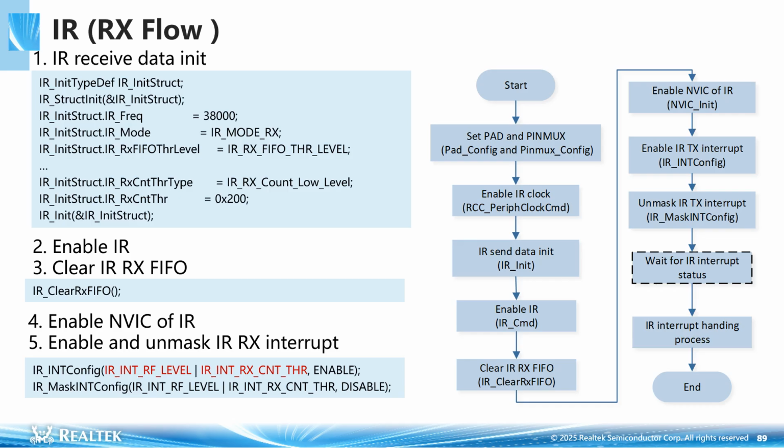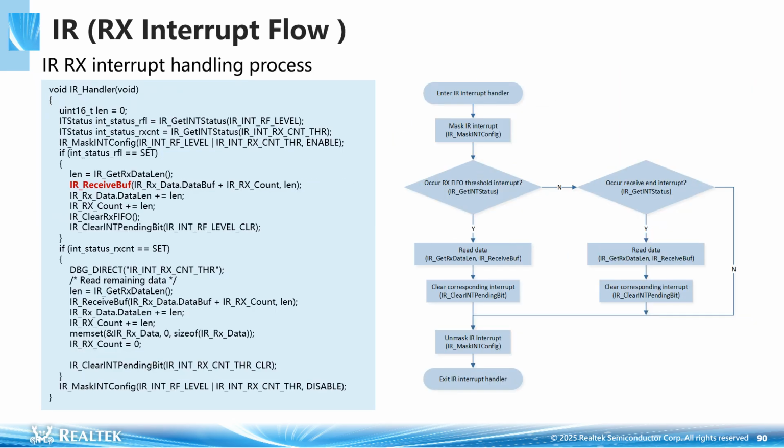The IR receive initialization process is shown in the figure, with the following steps. Step 1. Configure the sampling frequency. Step 2. Set IR to receive mode. Step 3. Set the receive threshold. Step 4. Set the receive counter type and threshold. Step 5. Enable the receive threshold interrupt and counter interrupt.